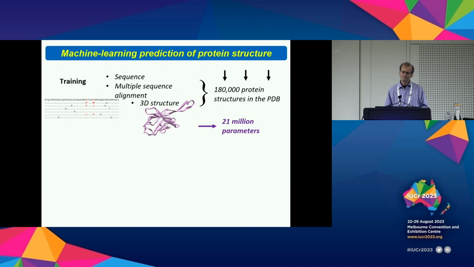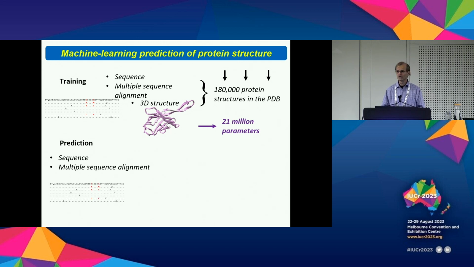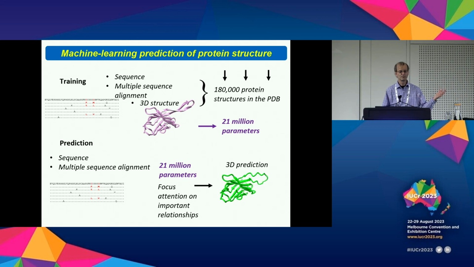Okay, so AlphaFold generates 21 million parameters that allows it to predict the structures of proteins from the PDB using these sequences and multiple sequence alignments. So now you come in with a new sequence and a new multiple sequence alignment. AlphaFold takes those same 21 million parameters, applies them in exactly the same way that it did in training, focusing attention on important relationships, and comes up with a three-dimensional prediction. And you'll notice that the prediction and the structure don't look exactly alike, but part of it's very similar. I'll actually use this example throughout my talk.